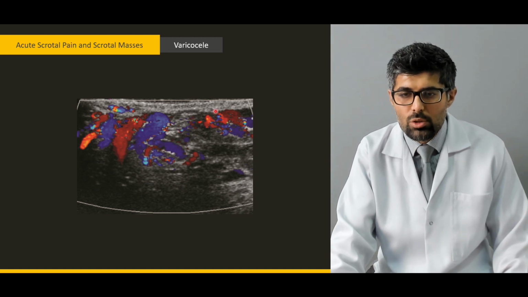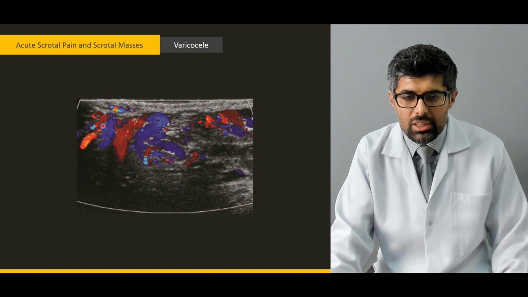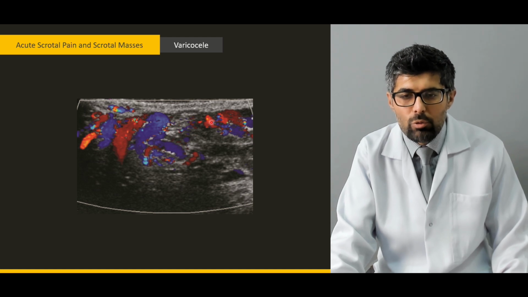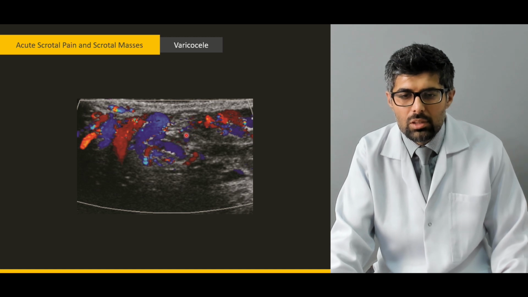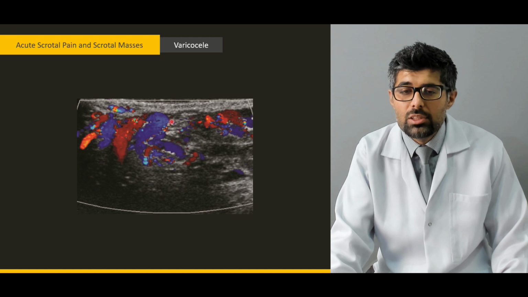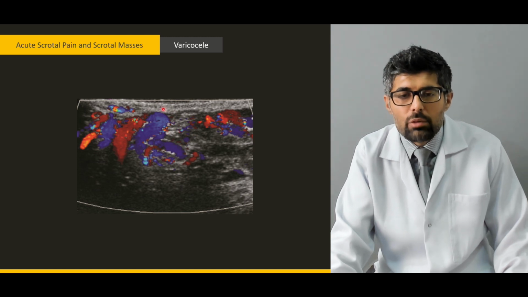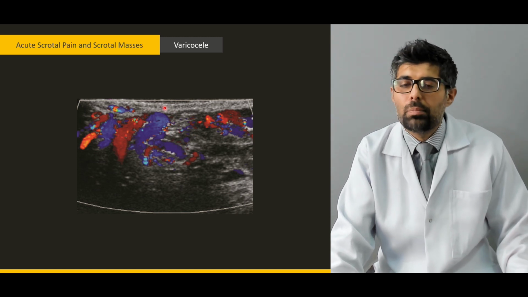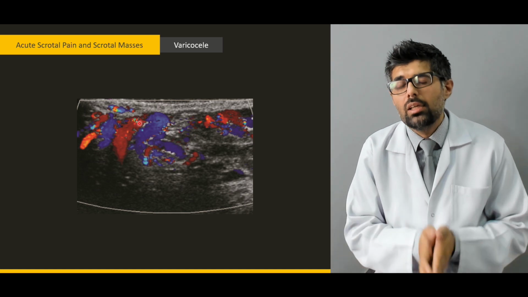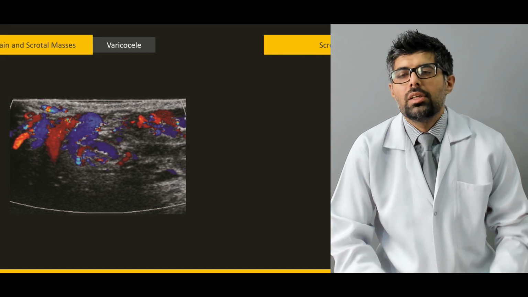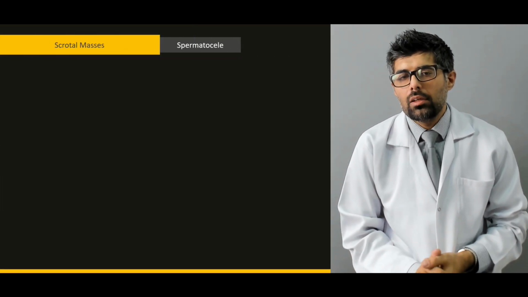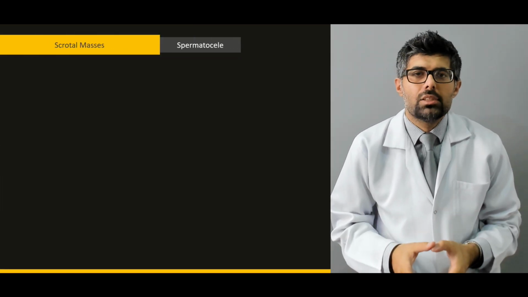So, you can easily appreciate that instead of a small blood flow pattern, we have large tubular structures of both arterial and venous origin. So such kind of tortuous clumping of blood vessels in the testes is termed a varicocele. The next scenario that we are going to tackle is scrotal masses.